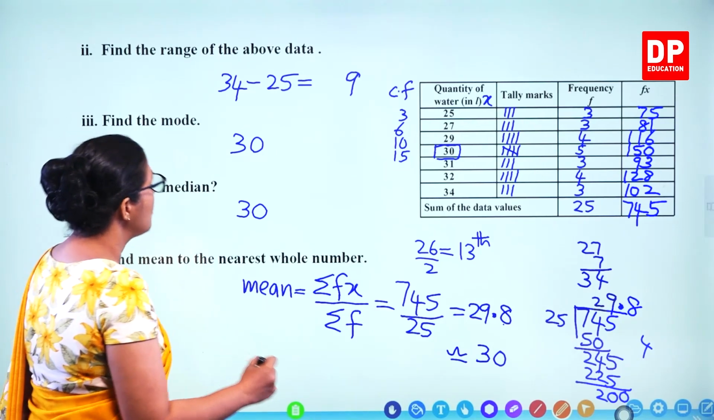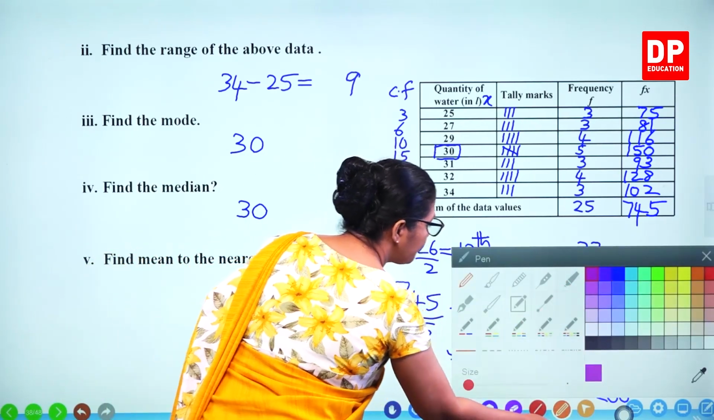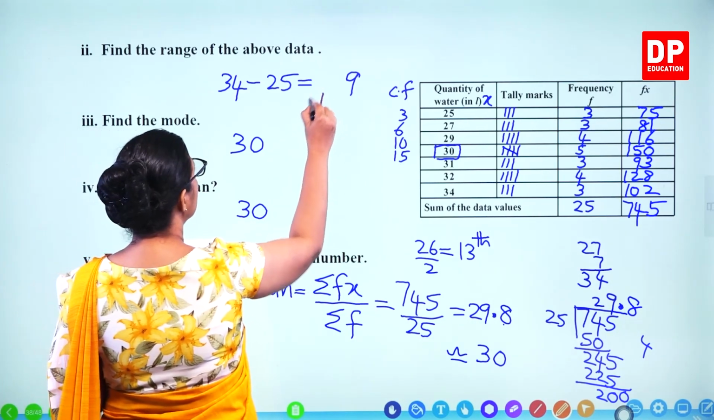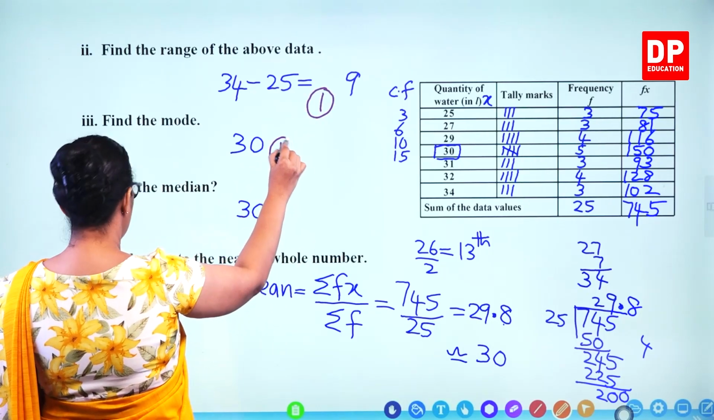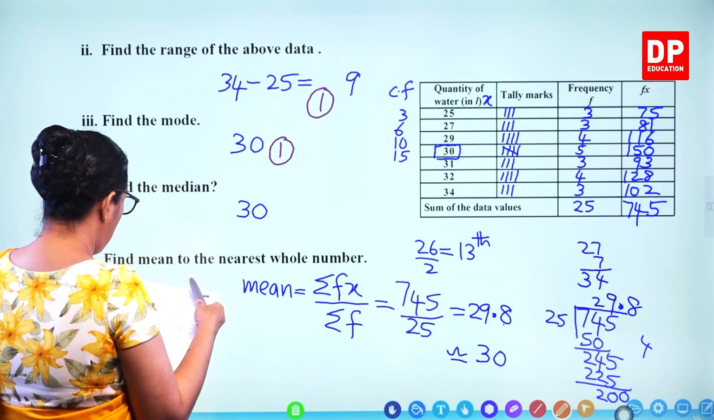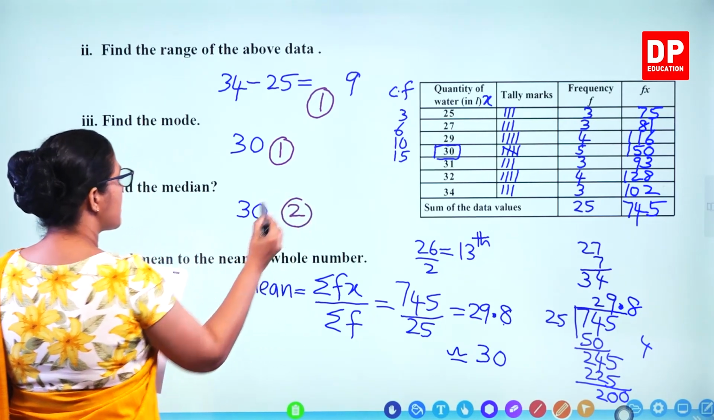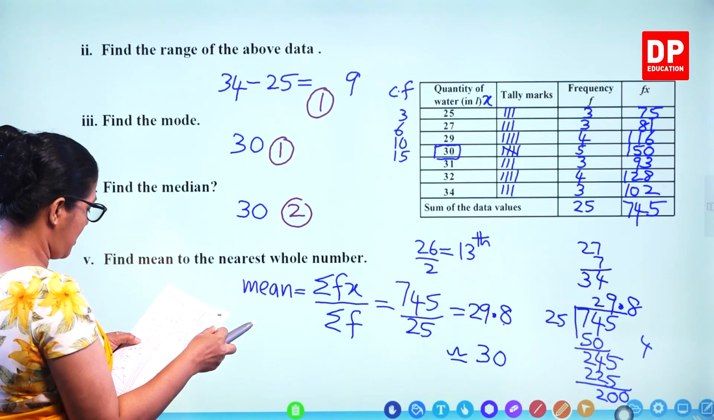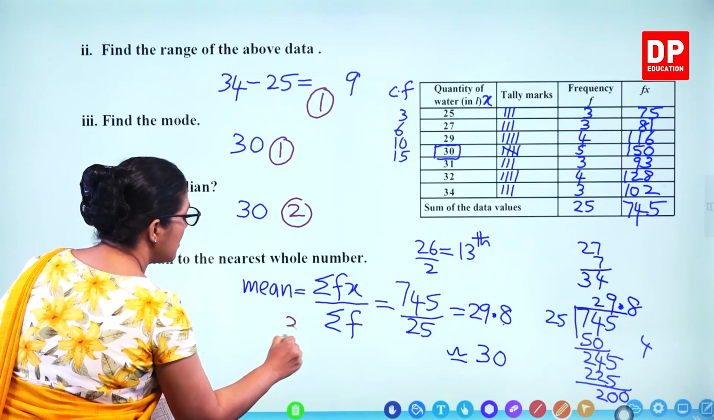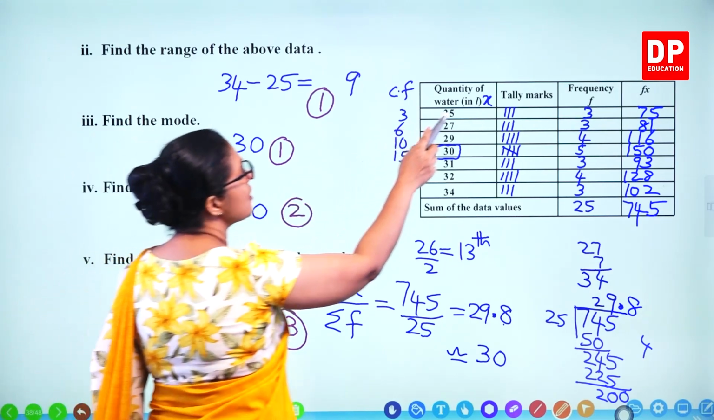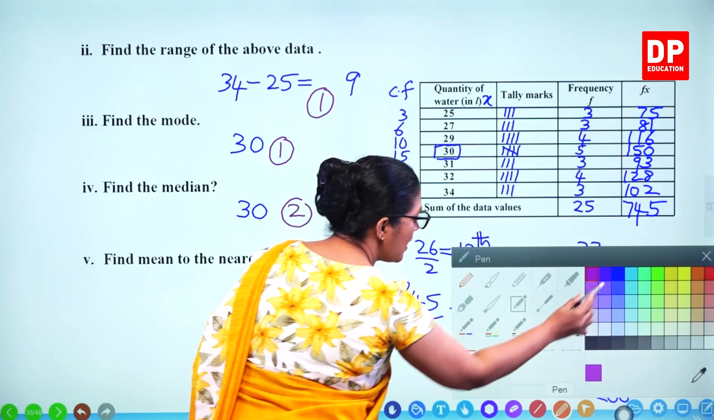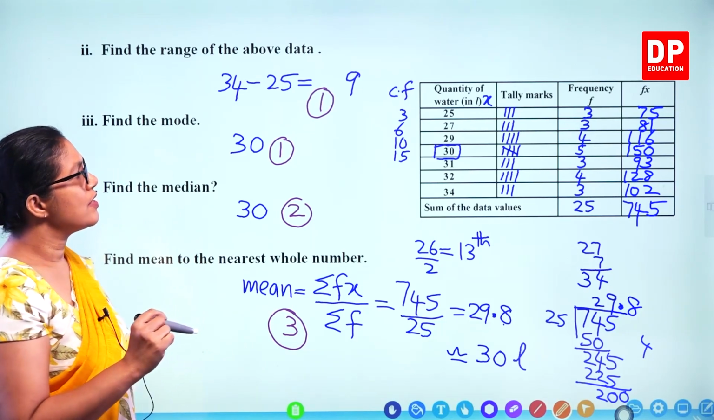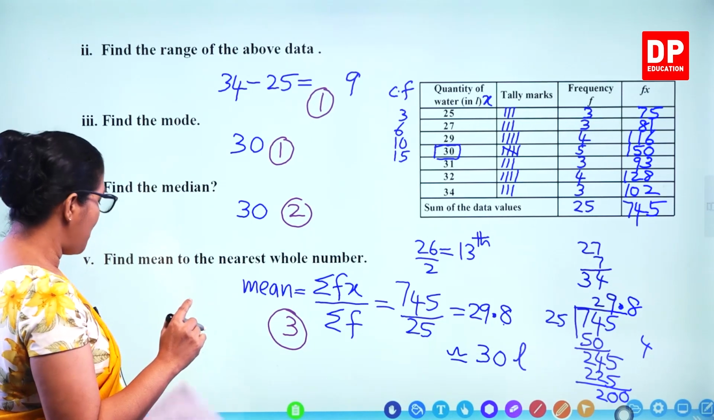That's the mean value. So how many marks for this question? You get 9 for 1 mark, 30 for 1 mark, 30 here for 2 marks, and 30 is the answer, 3 marks. And this is about water quantity, so make sure that you put the value in liters. 30 liters is the mean quantity of water. So 3 marks for that.